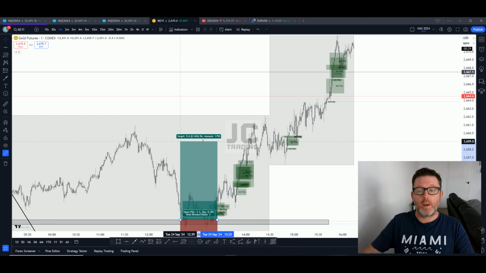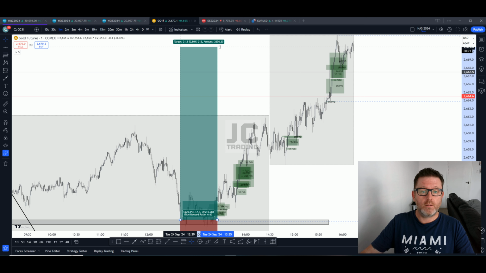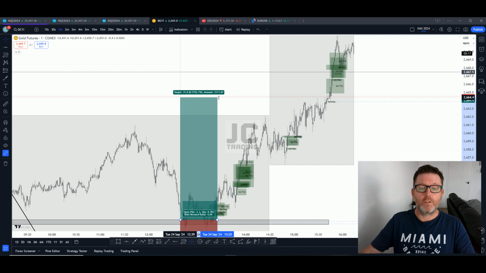Sorry, that there would have been your 1 to 3. That there, if you targeted opposing range, would have been a 1 to 4.75. And if you cashed out up here, it would have been a 1 to 6.63. So huge difference in your R rewards.